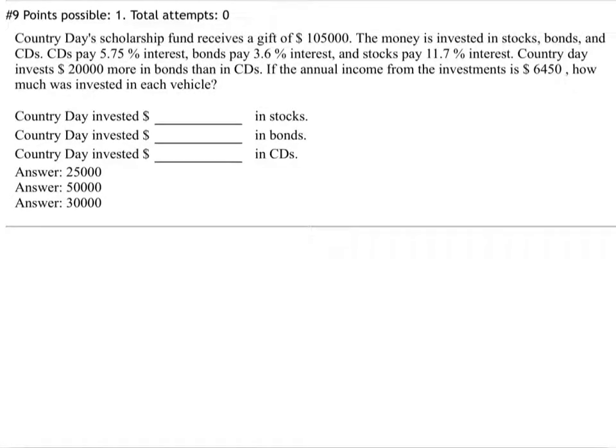Okay, so this is an investment problem. Country Day's Scholarship Fund receives a gift of $105,000. The money is invested in stocks, bonds, and CDs. CDs pay 5.75% interest, bonds 3.6%, stocks 11.7%. Country Day invests $20,000 more in bonds than in CDs.